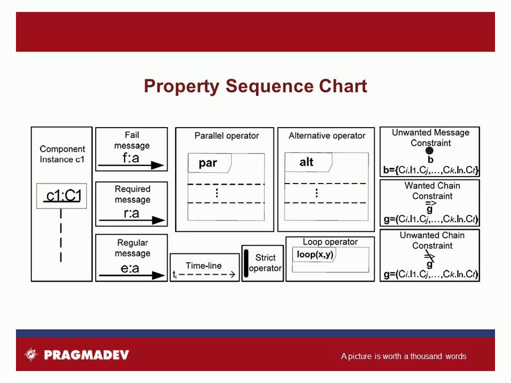To express the properties, we use the property sequence chart. It's a basic set of notation on top of the message sequence chart, and where you can say if that sequence of events occur, this is right or wrong.